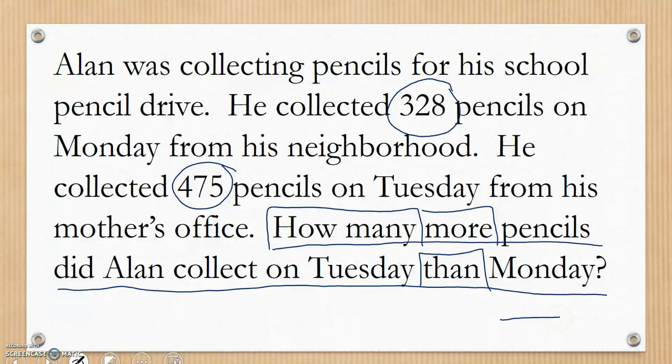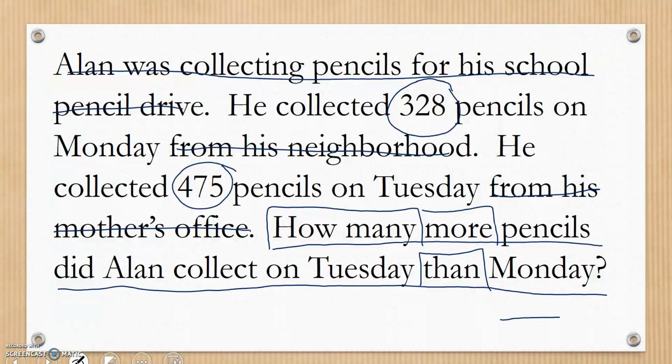So now I've got to eliminate the extra information. I don't need to know about that pencil drive. I don't need to know where he got those pencils from. I just need to know I'm subtracting 475 minus 328. So let's review, and you can pause here and solve this problem.